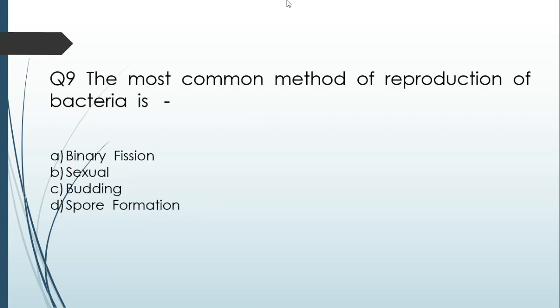Question number 9. The most common method of reproduction of bacteria is option A binary fission, option B sexual, and option C budding, and option D spore formation, and its answer is binary fission.